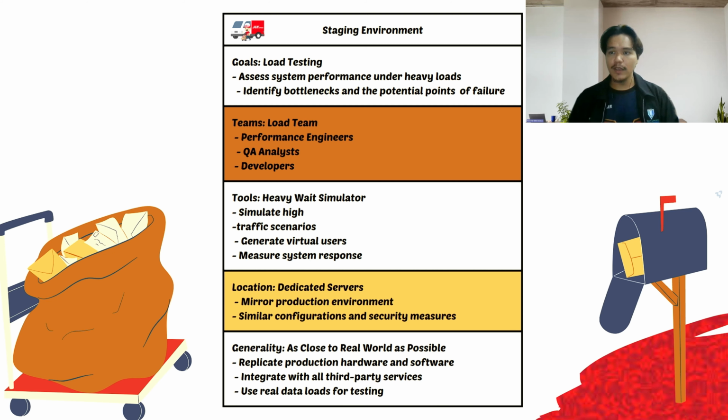There are 5 software engineering environment differentiation factors, so I will tell you 2 of the 5. First, goals. For JNT Express, the goal is to ensure that the logistics and courier management system can handle a high volume of package tracking requests, delivery updates, and customer interaction during peak times, such as holidays and promotional events. Then we go to the teams.